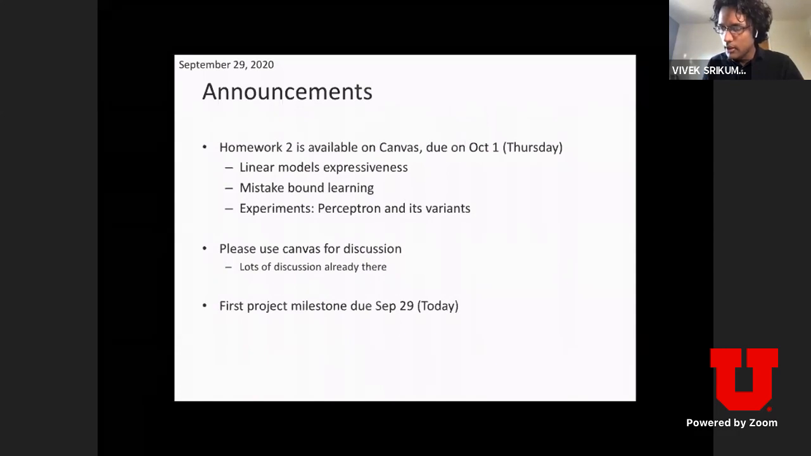Homework two is due on Canvas on Thursday, and it involves linear models, just like a warm up about what linear separability is. Math involving exercises about the mistake bound model, in particular the halving algorithm, and there are experiments that involve implementing the perceptron algorithm and some variants on a version of the badges data that we've created. And hopefully all of you have started, and maybe some of you are even done.